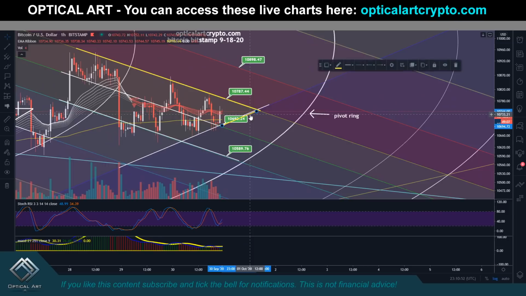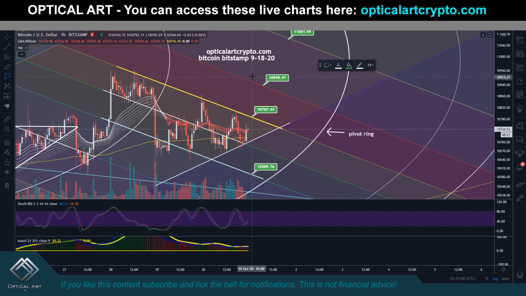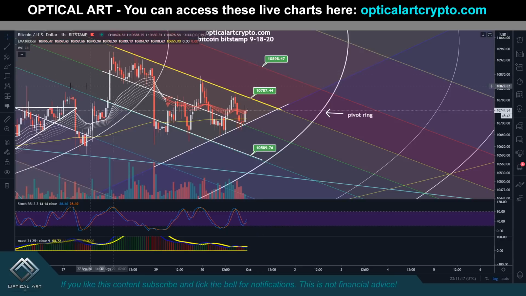So let me get rid of this, so it's not in the way. If we go sideways from here, keep in mind guys, from this current price, if we go sideways, we'll make contact with this ring in about 1 day and 15 hours. If we push all the way up, if we're up here, we are going to be about 1 day and 17 hours if we're right here at this 10,898. If we drop, we're going to be much closer to that ring. So if we're down here at 10,589, we're going to hit this ring in 13 hours.